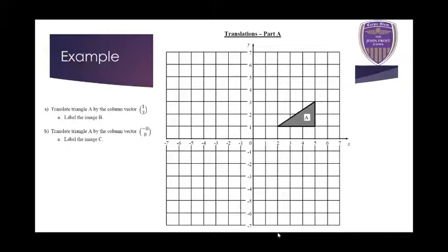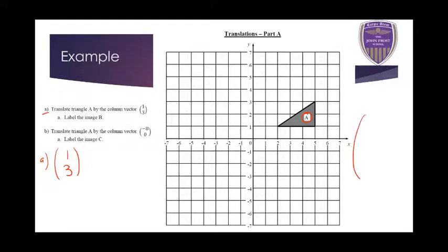Okay, so let's have a look at 2 examples for the translation questions for the first part of the lesson, okay? So for first question A, we're asked to translate triangle A, that's this one here, by the column vector 1, 3, and we're told to label our new shape or image B, okay? So question A, we're looking to translate with the column vector 1, 3. So let's have a quick think a second.